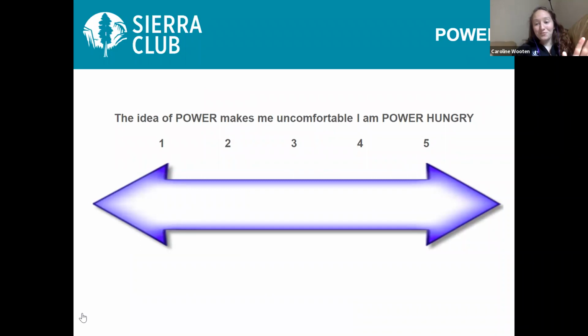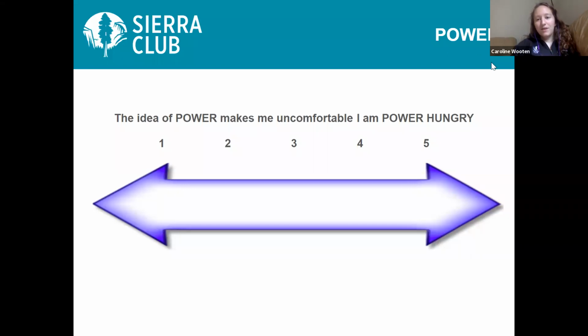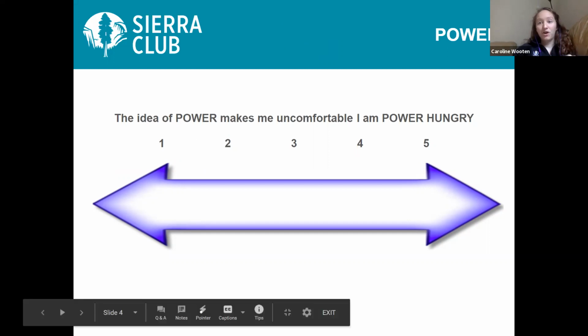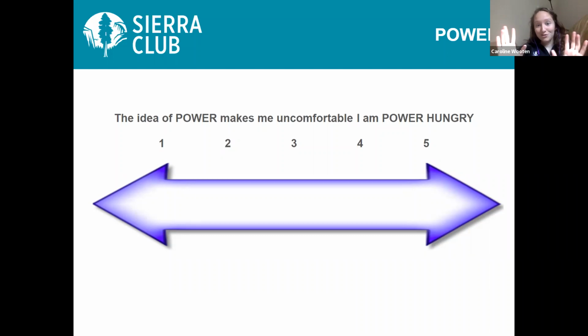So I'm going to have a little group discussion so people can use the chat box, and then would love to hear from a few folks. Want to talk about the idea of power. And we have a spectrum here, and if you can put in the chat box, you can put a 5 if you're power hungry. You can put a 1 if the idea of power makes you uncomfortable, or you might be somewhere in the middle, so 2, 3, or 4, depending on where on the spectrum.